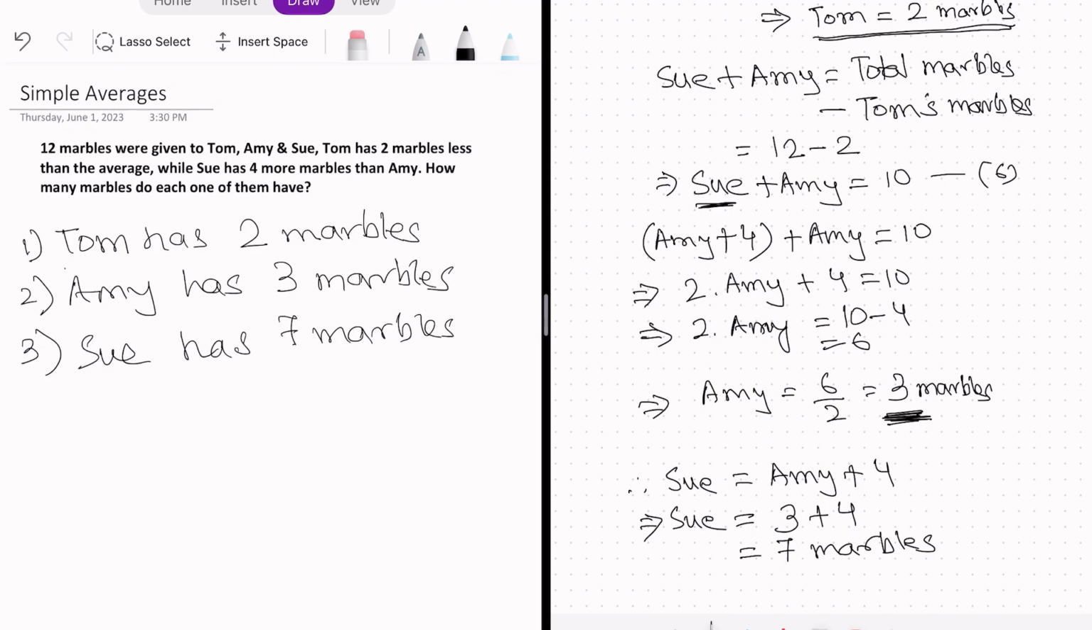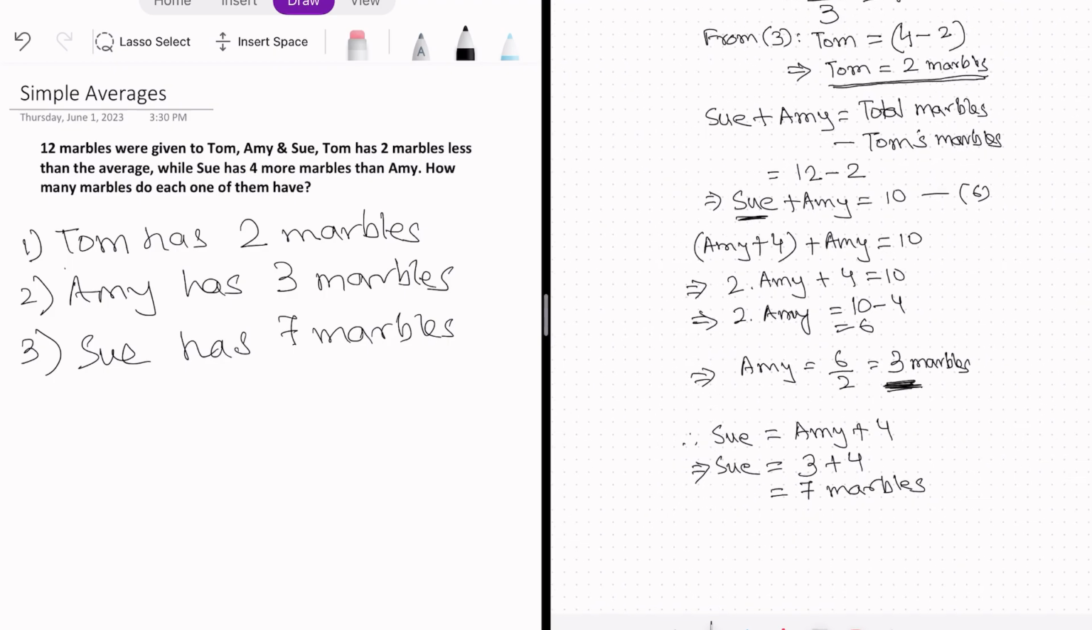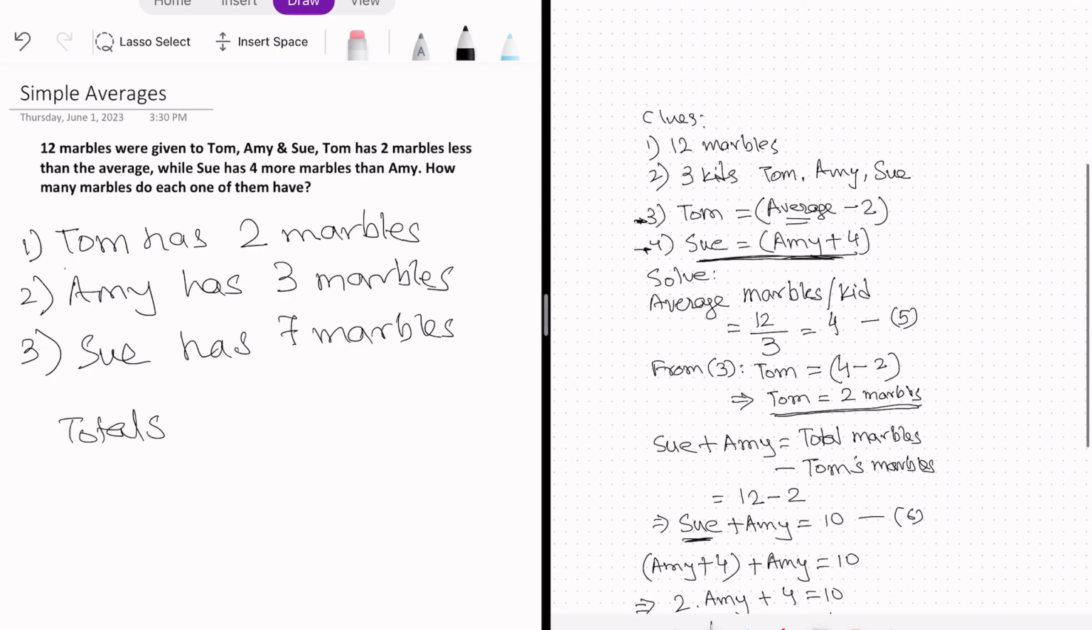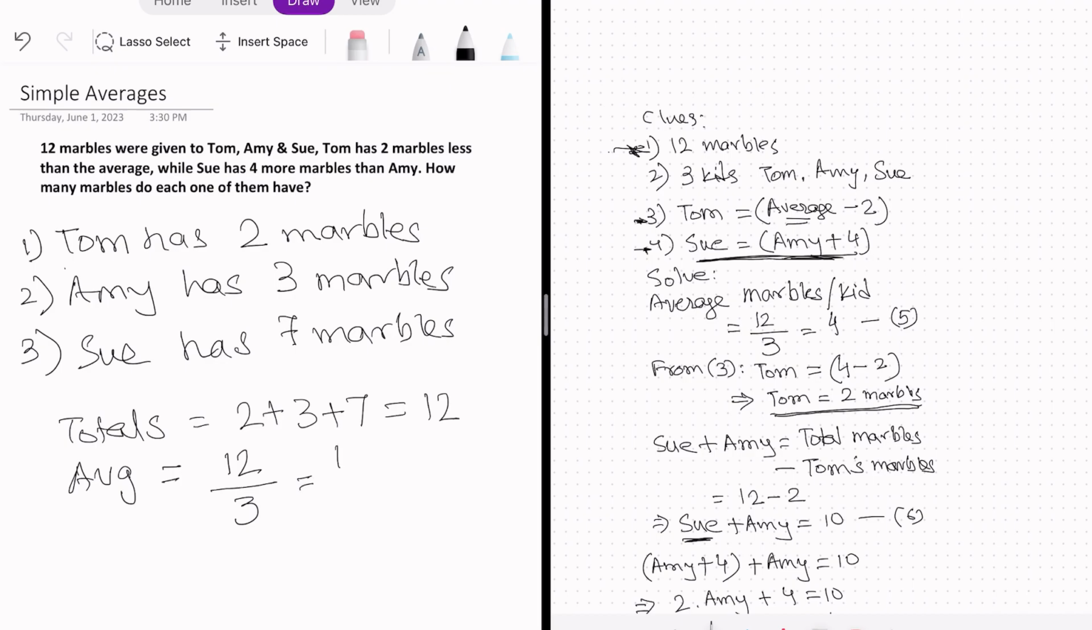Now the last thing we got to do is to check if our answers are right. So if I add all of them up, the total number of marbles must add up to 12, because I started off with 12 marbles, remember? Total marbles is 2 plus 3 plus 7, which is 12. The average number of marbles per kid would then be 12, which is the total number of marbles, divided by 3, which is equal to 4.